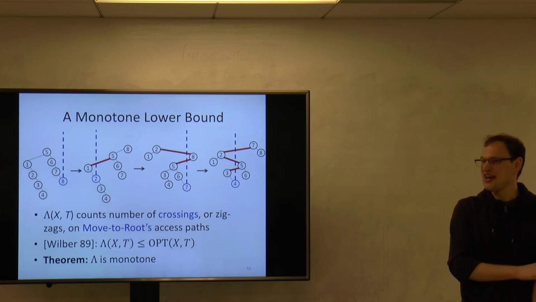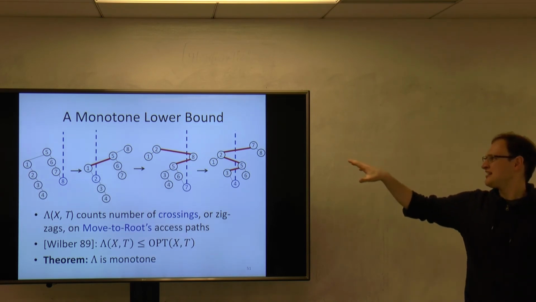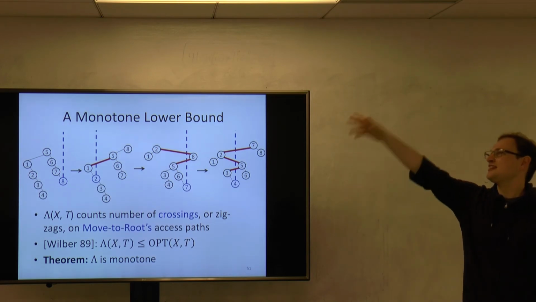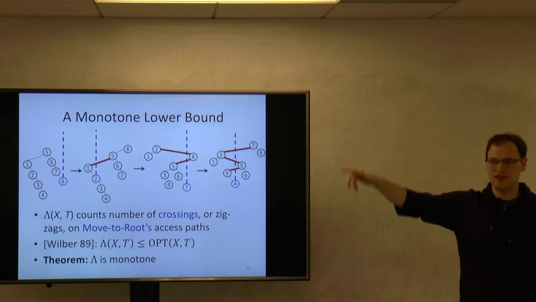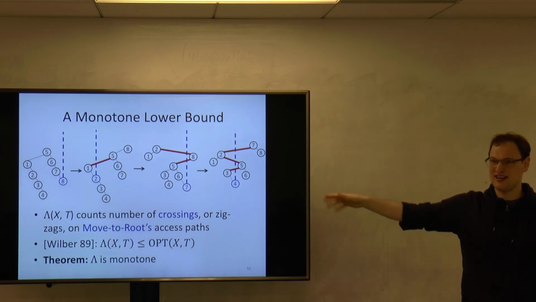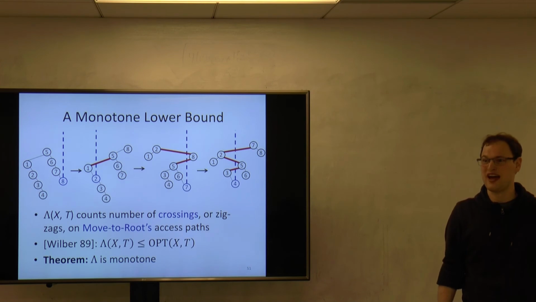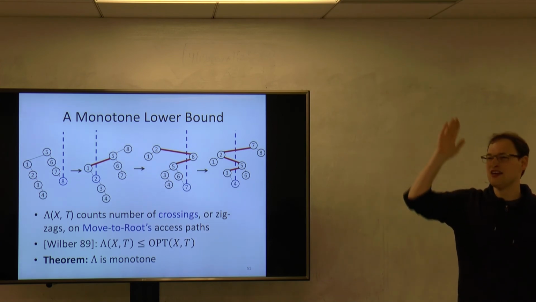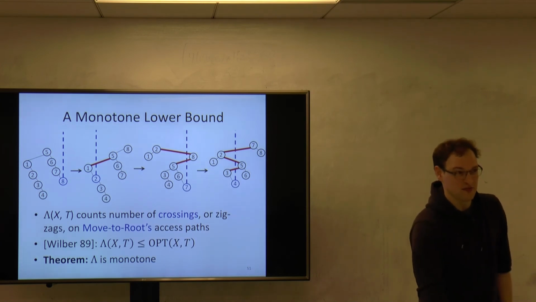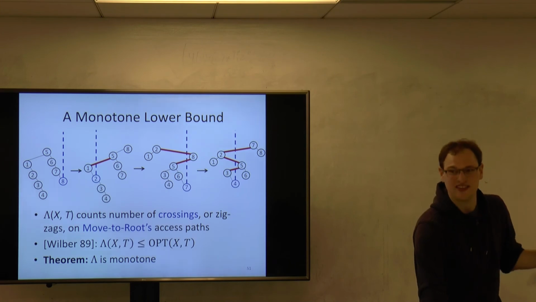Yeah. Okay, I guess vaguely, I have to move things to the root. I have to move them out of the way later, and it kind of counts how many things I have to push back out of the way. There's other reasons why you might expect it to be a lower bound. I won't get into that.